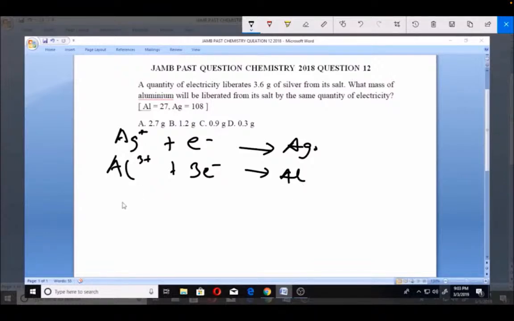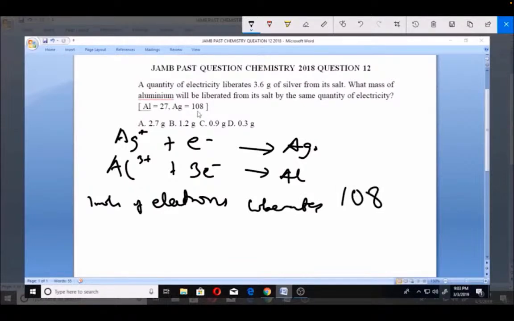So how do you go about solving this? For the first one, where we have silver, we have that 1 mole of electrons liberates how many? It actually liberates 108 of silver. This is where we got the 108. So if 1 mole liberates 108, now how many moles, x moles, will liberate 3.6? So the quantity of this electricity we are talking about is actually x mole.